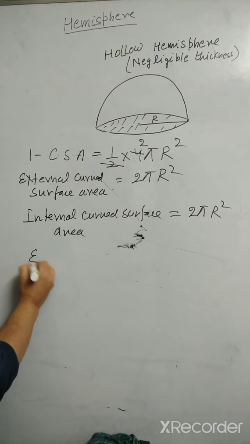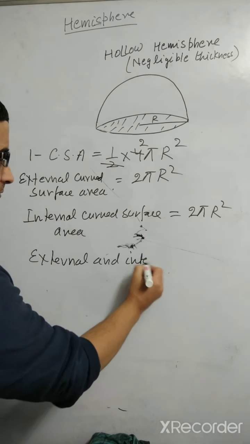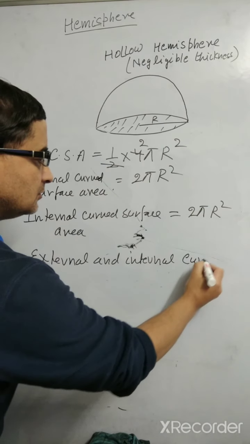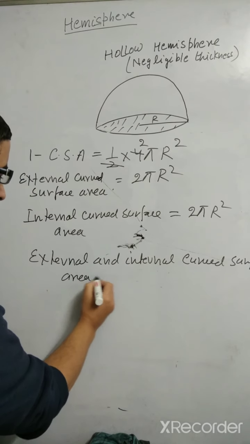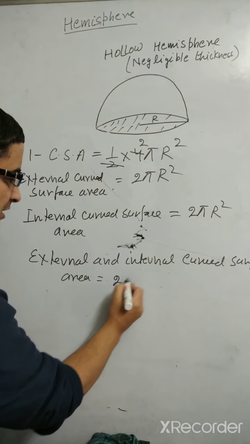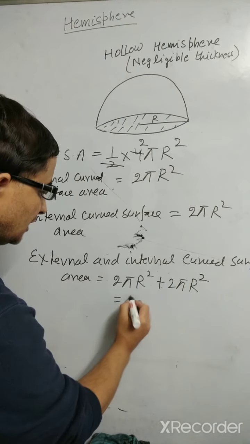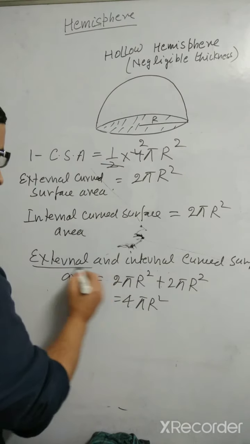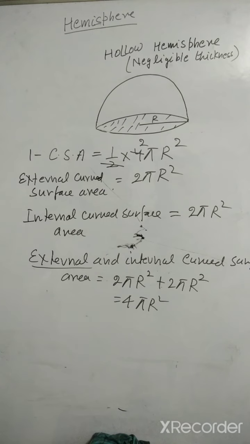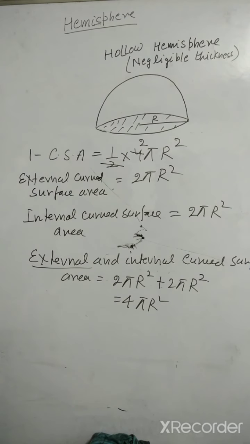External and internal curved surface area will be equal to this plus this, that is 2 pi r square plus 2 pi r square. That gives you 4 pi r square. Right. So this is the sum of what? External and internal curved surface area. Got it? So this is the curved surface area of a hemisphere with negligible thickness.